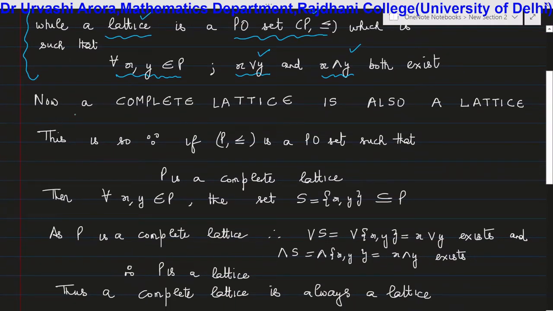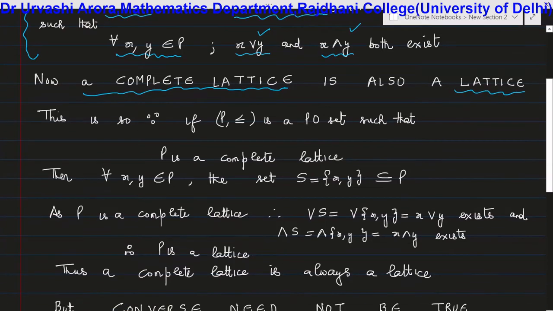Now the relation which we have between a complete lattice and a lattice is that a complete lattice will always be a lattice. This is what I'm claiming. Now let me just prove this claim that a complete lattice is always a lattice.